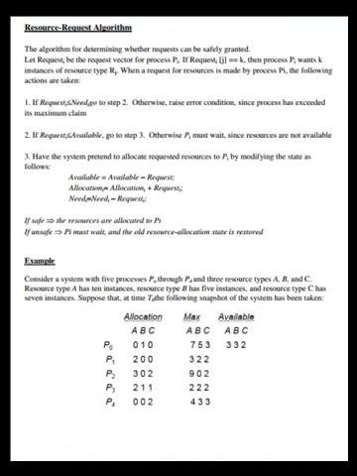Example: consider a system with 5 processes, P0 through P4, and 3 resource types A, B, C. Resource type A has 10 instances, resource type B has 5 instances, and resource type C has 7 instances. Suppose that at time T0 the following snapshot of the system has been taken. See the figure.